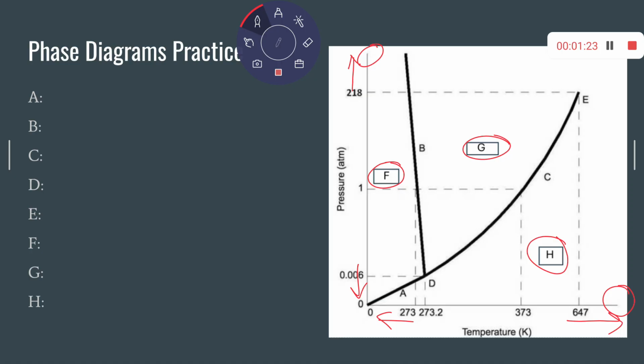So F, the letter F, is my solid region because it contains that high pressure, low temperature corner. And then the letter H is going to be my gas region because that contains my high temperature, low pressure corner. And then, of course, the region in between, G, represents a state of matter in between solid and gas, which hopefully at this point we all know is the liquid.